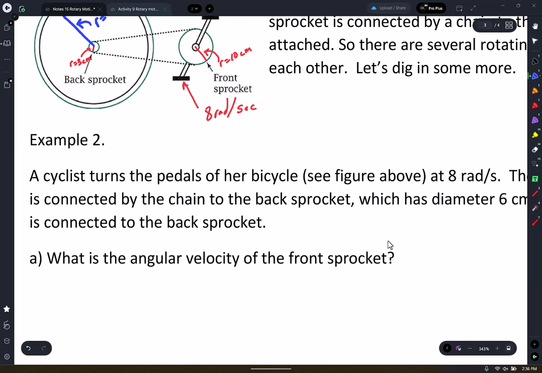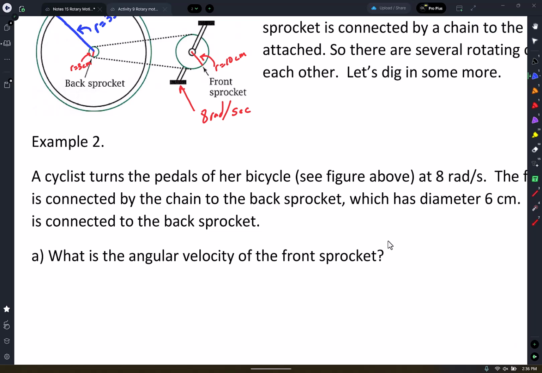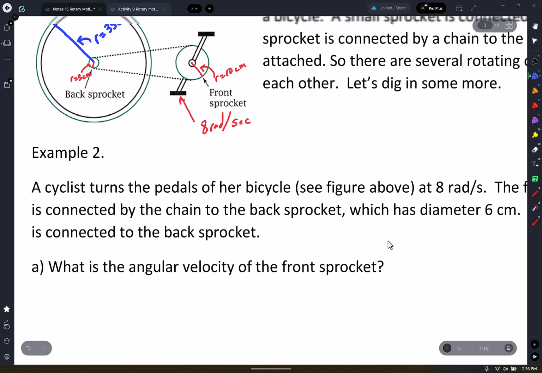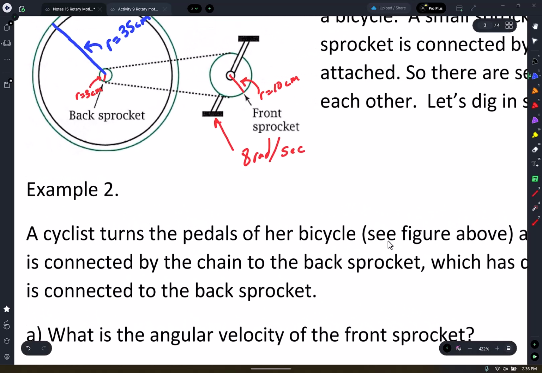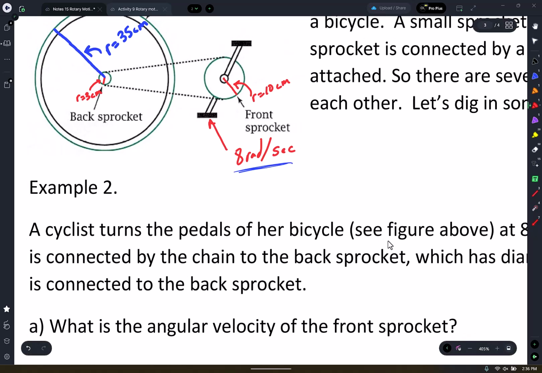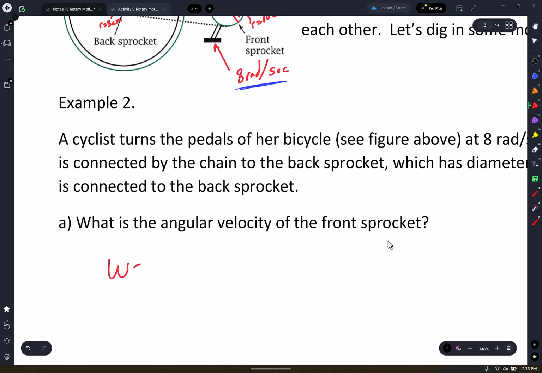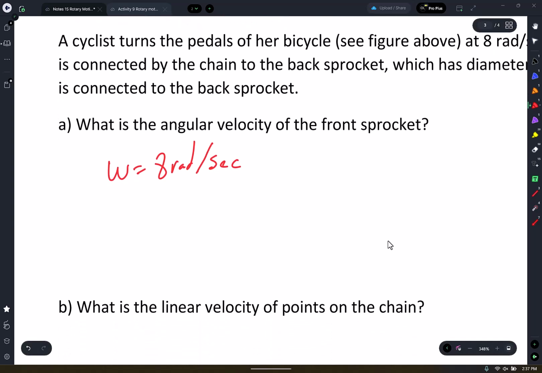What is the angular velocity of the front sprocket? It's not a trick question. Here's my front sprocket, and that's its angular velocity right there. What is it? They didn't tell me what units to use, so I'm just going to use 8 radians per second. I could have done it in revolutions if I wanted to, but they didn't tell me that, so I'm just going to leave it alone. Don't do more work than necessary. Are we okay? Nothing crazy, right? Okay, here we go.